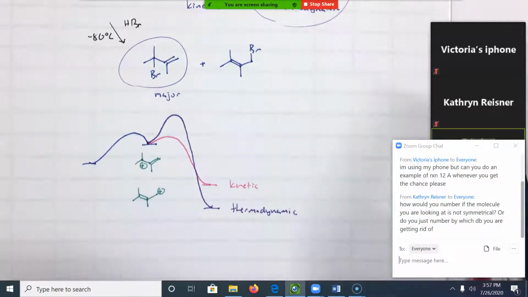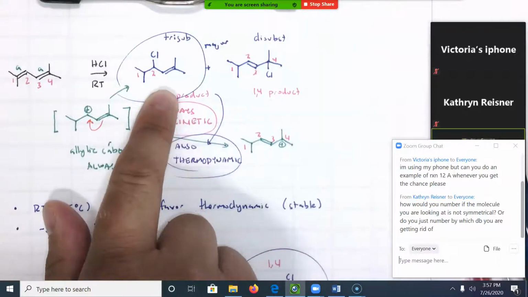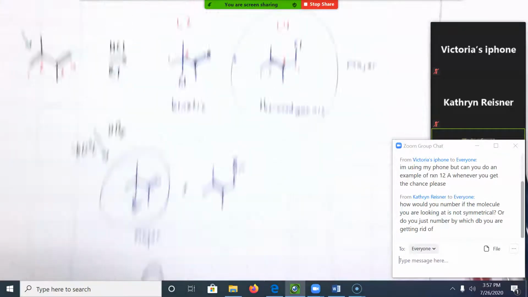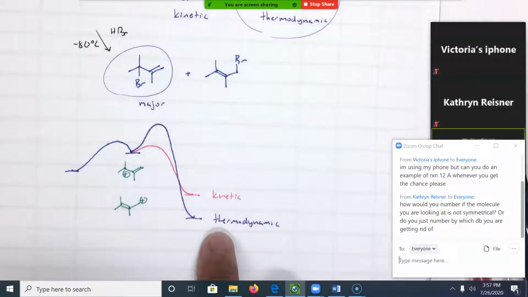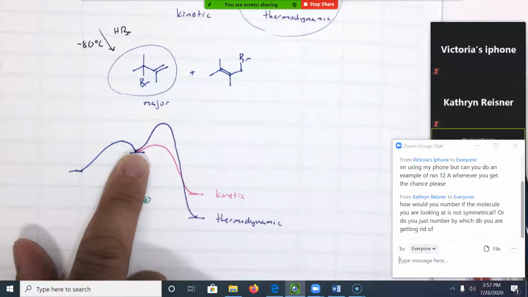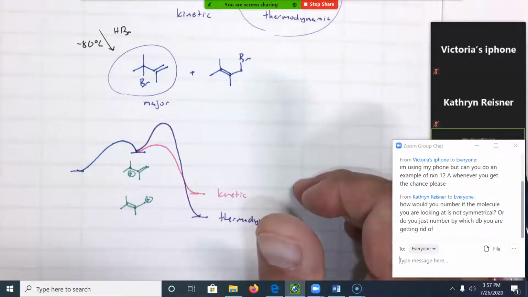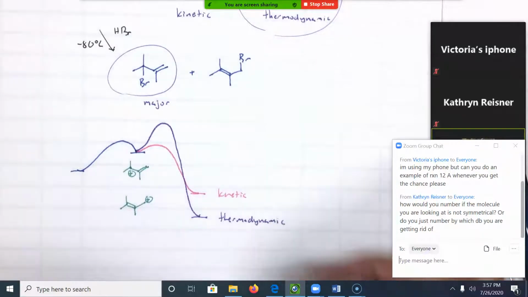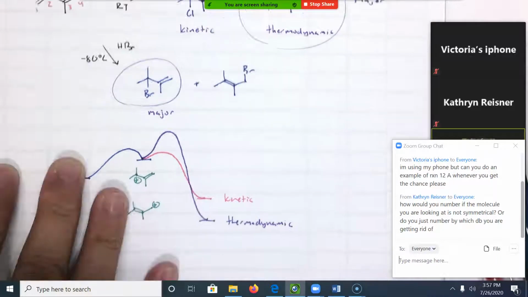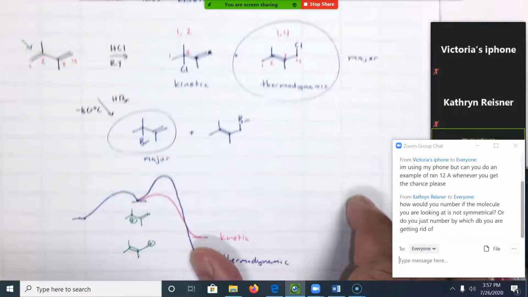Okay. What happened here? What happened here was both lines, the kinetic and thermodynamic, ended up in the same place with the same height. So there's no difference between the kinetic and thermodynamic. But in this case, there is. Okay. All right. So that is quite a bit for kinetic and thermodynamic.